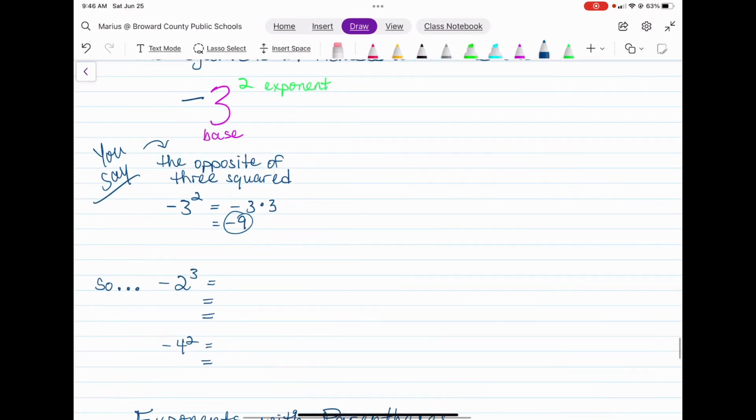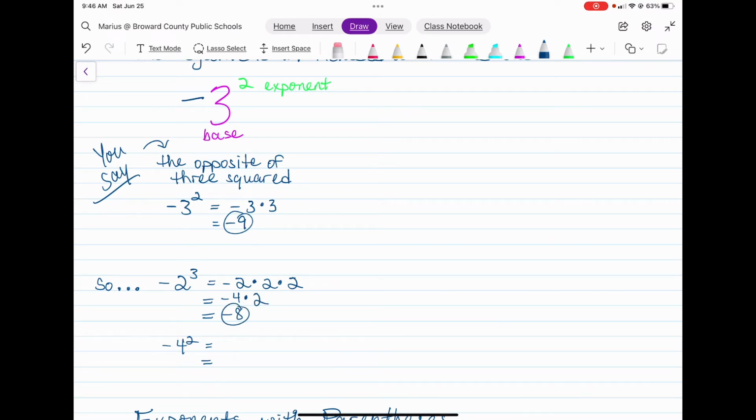So if we were looking at these two examples here, we would say this as the opposite of 2 to the third power. That would be written as negative 2 times 2 times 2. So we have shown visually, we have three 2s, okay? And then we just go ahead and multiply. Negative 2 times 2 is negative 4, and negative 4 times 2 is negative 8, okay?